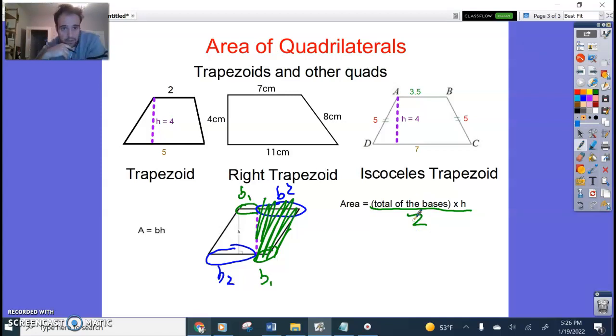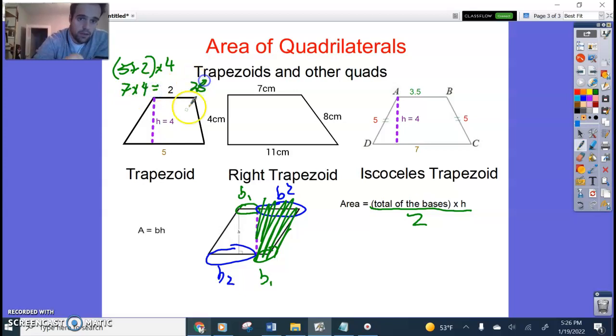We got our trapezoid on the left. The total of the bases, that would be 5 plus 2. Okay. And then we're going to multiply that by the height. So 5 plus 2 is 7, times 4 should give us 28. But now because a trapezoid is half of a parallelogram, we're then going to divide that whole thing by 2. 28 divided by 2, the area should be 14 square units on this guy.